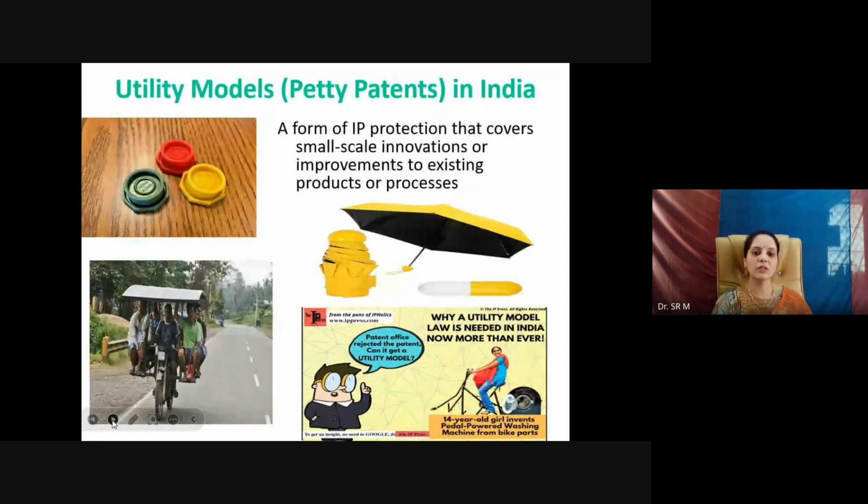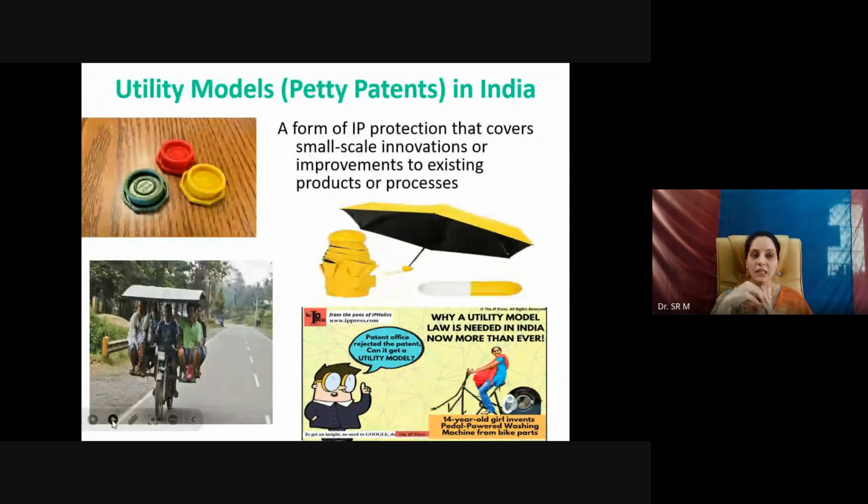Utility models, or petty patents, in India are a form of IP protection that covers small-scale innovations or improvements that you make on existing products or processes. That's why we call them petty patents, meaning small. Utility models in India are governed by the Designs Act 2000, which includes provisions for the registration of both industrial designs and utility models. Here the emphasis is on the practical utility, or the functionality, of the invention that you have come up with.